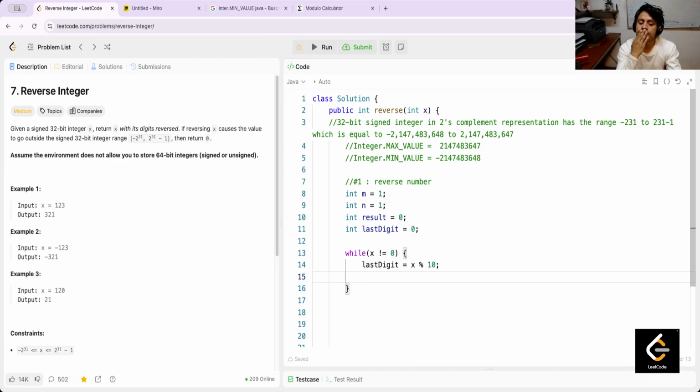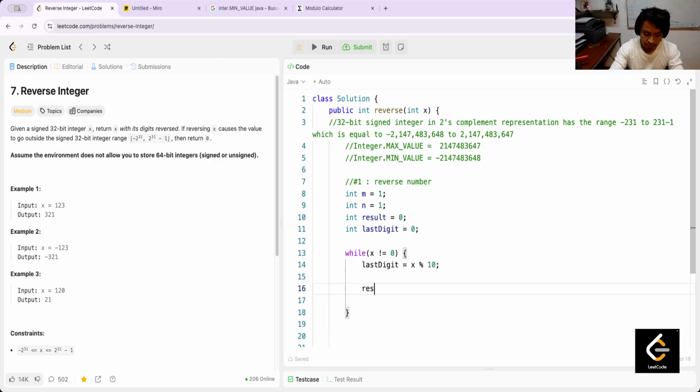As a first scenario, I will do this operation to reverse the number without any restriction, and after this, I add the conditional to catch where this case happens. Okay, I take the last digit.